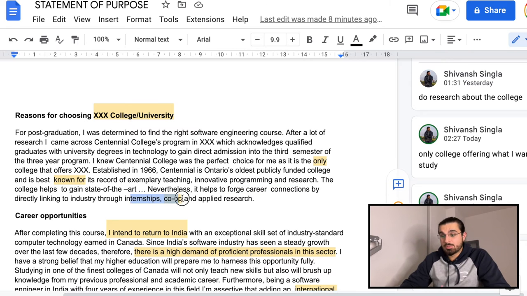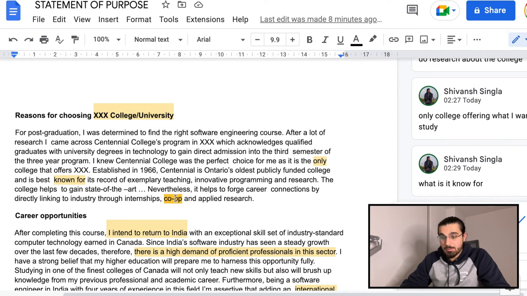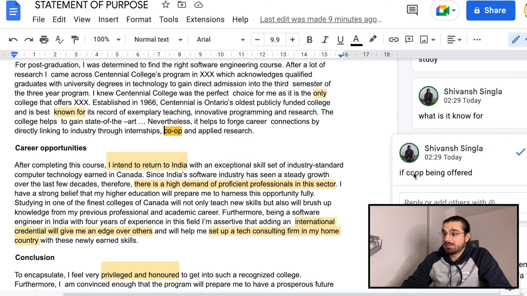And if the college or the program offers any specific co-op opportunities or internship opportunities, or if it has an applied research component, you can mention that. And co-op is actually a big reason why a lot of students opt for specific colleges that offer this program, so that they can get some actual practical industry experience even before they graduate.